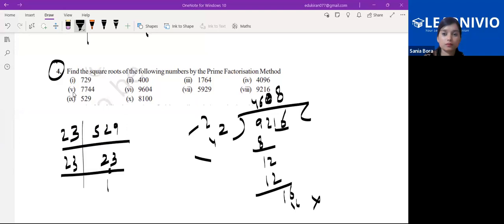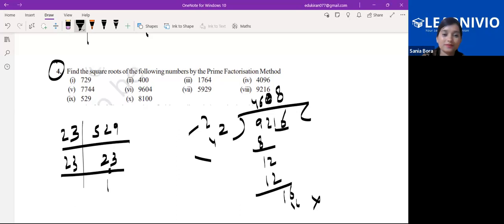Ma'am, the last one is a non perfect square, right? Last one. No, it is. Every number in this is a perfect square. That's why they are asking you to find the square root. In this, they are not asking you whether it is or not. They are telling you they are, and you have to find the square root.